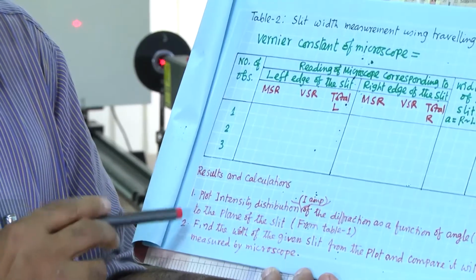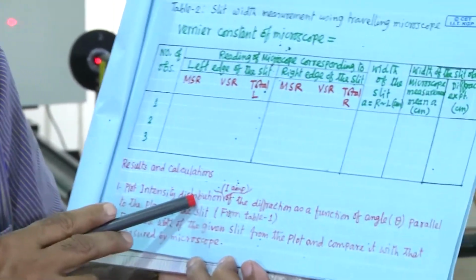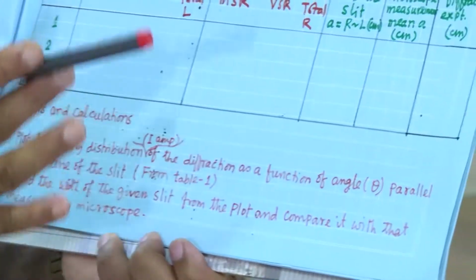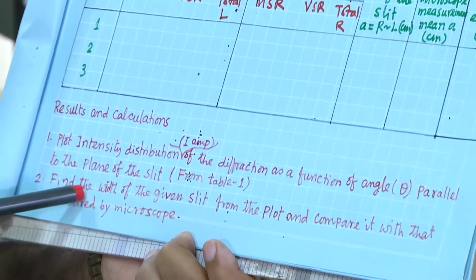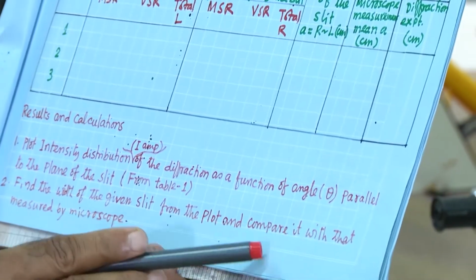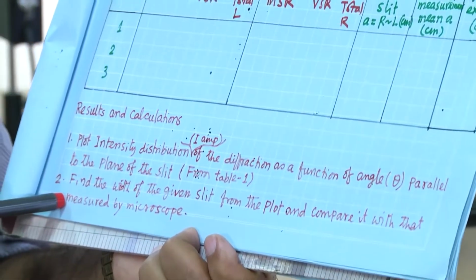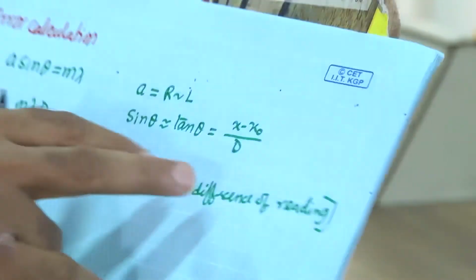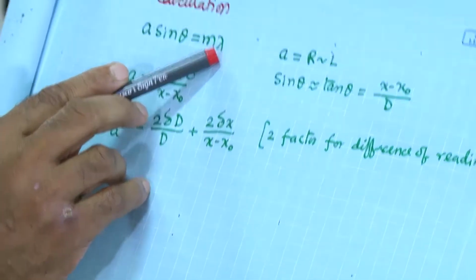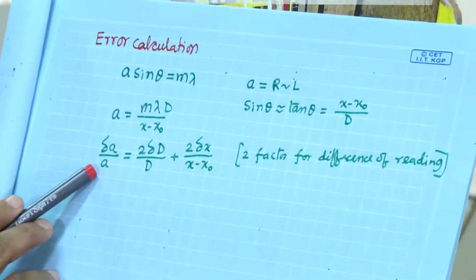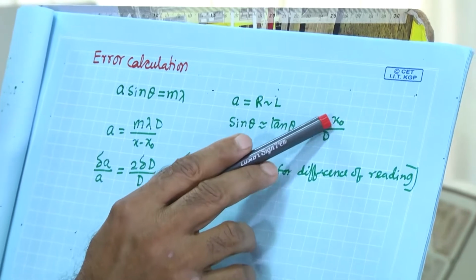So, basically we will take data and then plot the intensity distribution of the diffraction as a function of angle theta. This photocell should be parallel to the plane of the slit, of course. So, from table 1 we will get this data, and then we will find out the width of the given slit from the plot, as well as measure it using the travelling microscope, for comparison. And the error calculation for this is very simple. A sin theta equal to m lambda. A is basically the difference of two readings, R minus L, and sin theta is basically (x minus x0) by D, as I told.